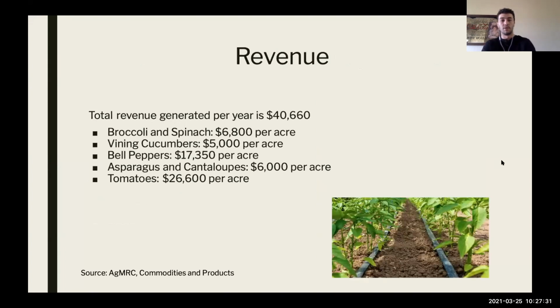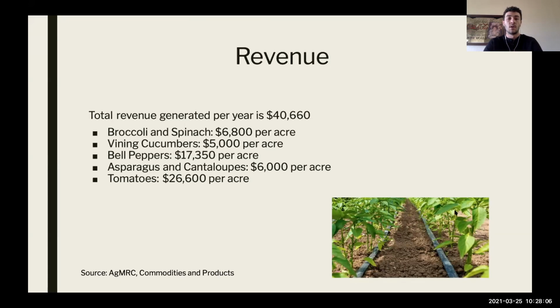Next is the revenue. So we calculated our total revenue to be just over $40,000 per year. The breakdown for that is broccoli and spinach, each calculated at $6,800 per acre. Vining cucumbers at $5,000 per acre. Bell peppers at a little over $17,000 per acre. Asparagus and cantaloupes both at $6,000 per acre, and tomatoes at $26,600 per acre.